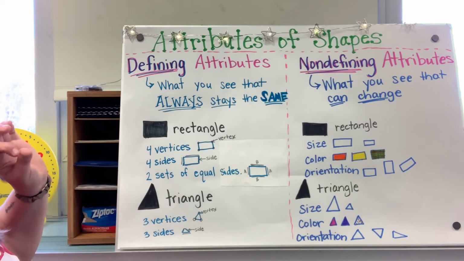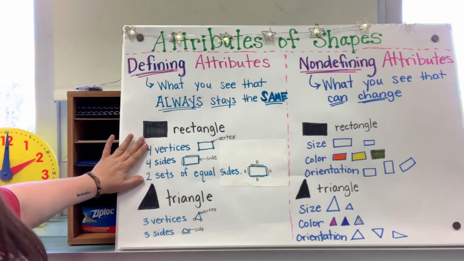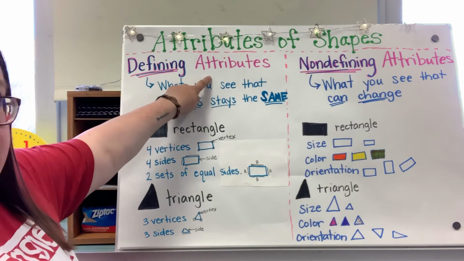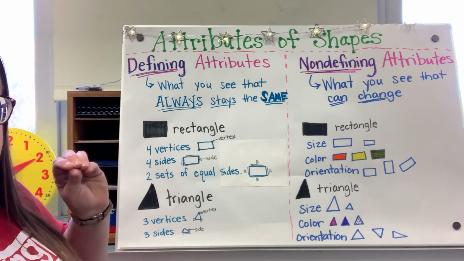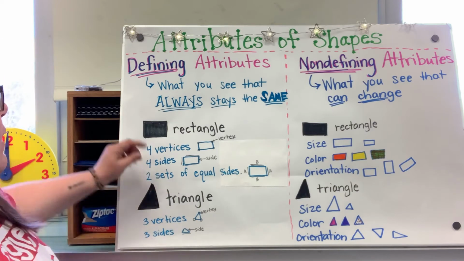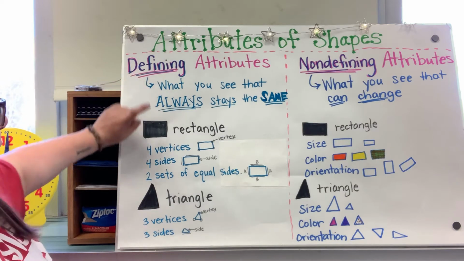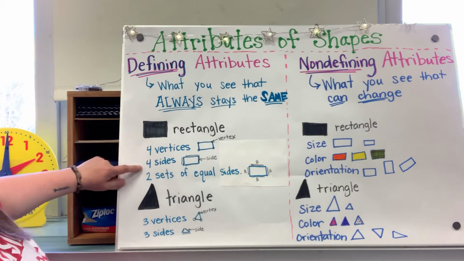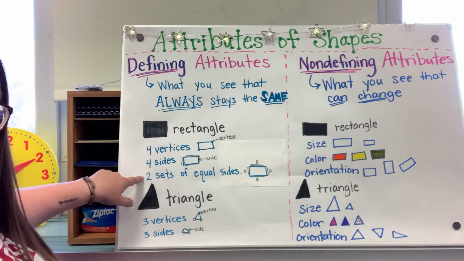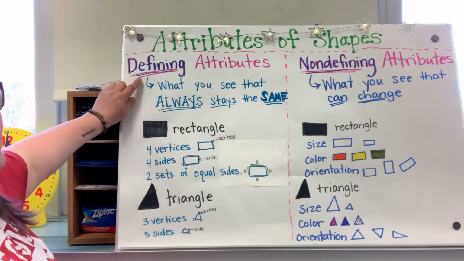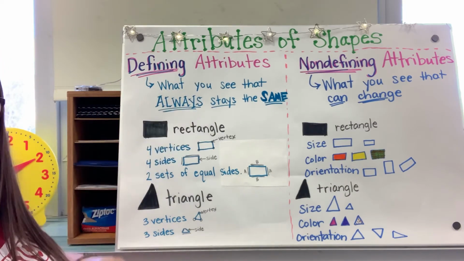Every rectangle that you see is going to have these 3 defining attributes. That's what the word defining means. Every single rectangle that you see is defined by having 4 vertices, 4 sides, and 2 sets of equal sides. Okay? The defining attributes, that means you will see it always. It'll always be that way.